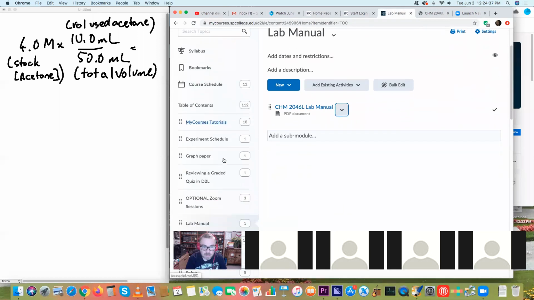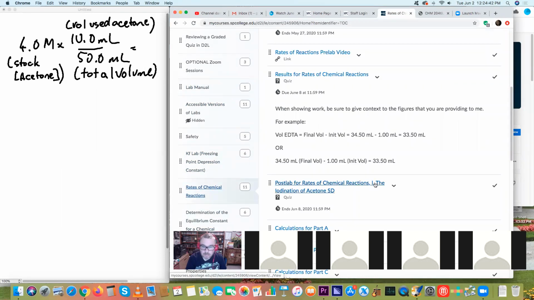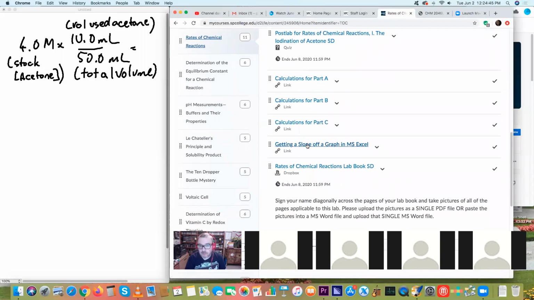Now part C. Part C is where you're going to have to do a graph. And I do have a video here on getting a slope off a graph in MS Excel. So this is how you can actually use Excel to do that. And you all have access to Excel. You can get it through the school. So I'm hoping you all have Excel. If you don't have Excel, call up tech support and ask them how to get it. You can get it for free. You get Word for free as well. Hopefully you all know that. So that's going to be important here.